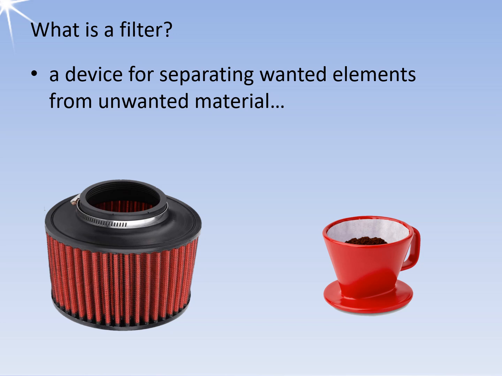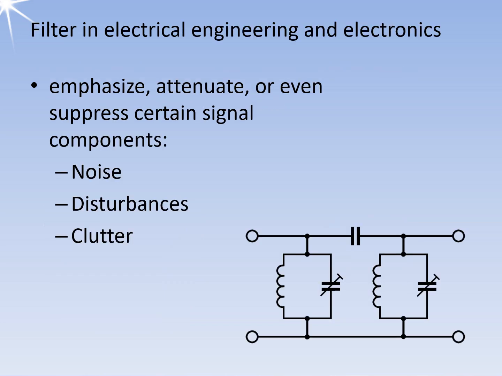This filter effect is based on physical properties, where the desired element must differ from the undesired element in some way. A filter in electrical engineering and electronics modifies certain properties of a signal. It can either emphasize, attenuate, or even suppress certain signal components. Filters in radar are mostly frequency-selective systems that either allow certain frequency ranges of a signal to pass or block them. Filters can work passively, like the bandpass filter shown, as well as contain active components, for example, tuned amplifiers with feedback.